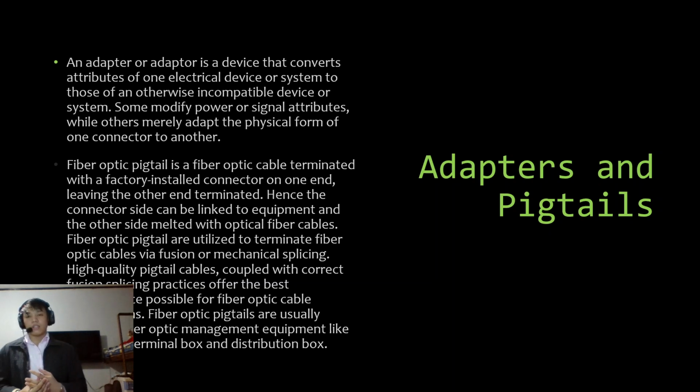Great example for this is the fiber optic pigtail. A fiber optic pigtail is a fiber optic cable terminated with a factory installed connector on one end, leaving the other end unterminated. Hence, the connector side can be linked to equipment and the other side melted with other optical fiber cables. So fiber optic pigtails are utilized to terminate fiber optic cables via fusion or mechanical splicing.